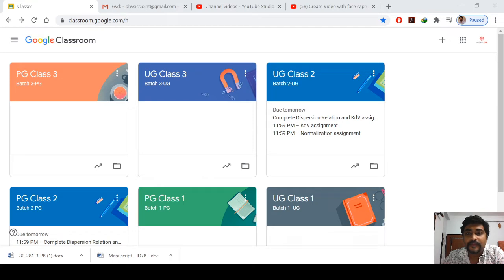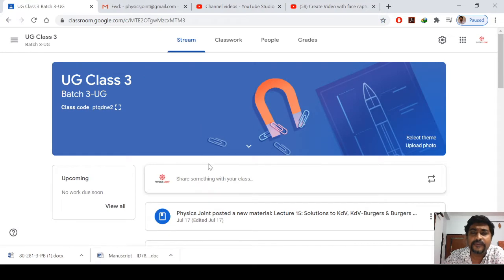So let's come to our mode of teaching. Okay. So you see, we have successfully run four batches before you, and in this third batch we have the UG class and the PG class. Now let's get in, because initially both the classes will have almost equal numbers of students and the same study materials. So let's open it.